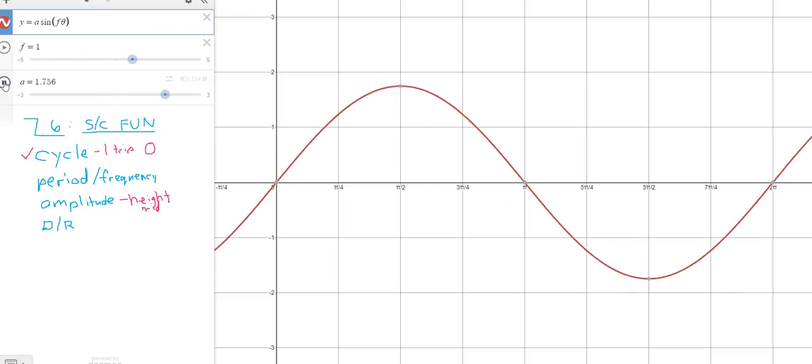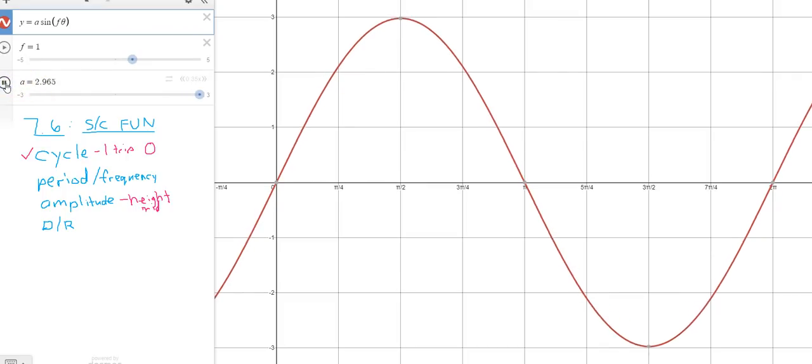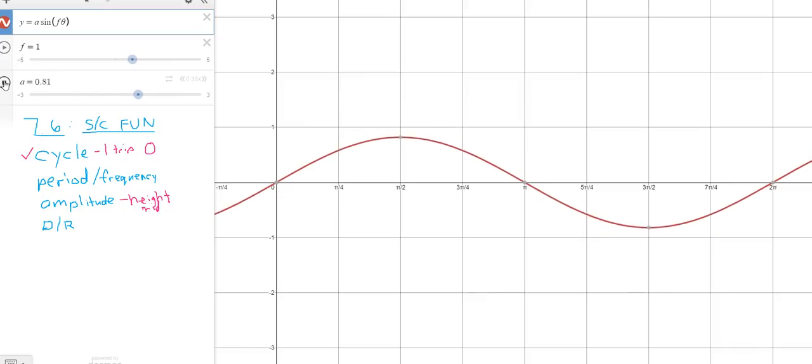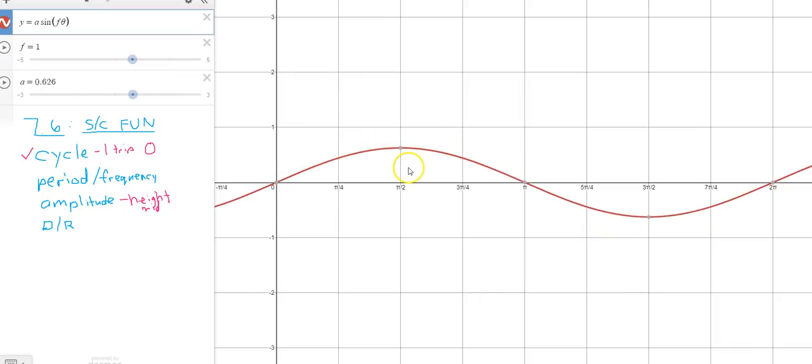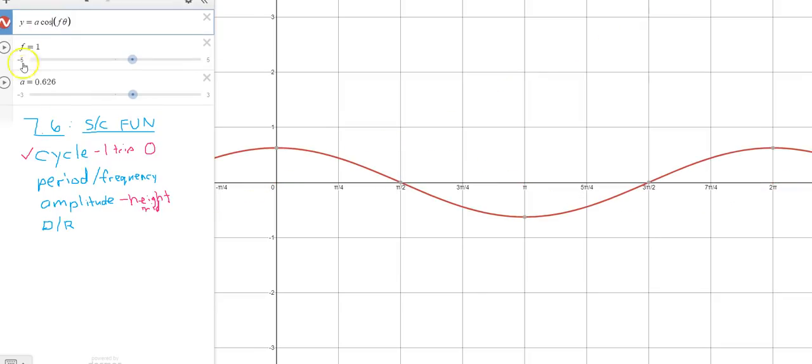So the bigger the number in front, A is 2.67. There we can see this height is 2.67. The greater it goes, the higher the amplitude. The lower it goes, the lower the amplitude. And no, it doesn't make a difference if it's sine or cosine. You can see right now this 0.626 is the height right here and right there from the midline.